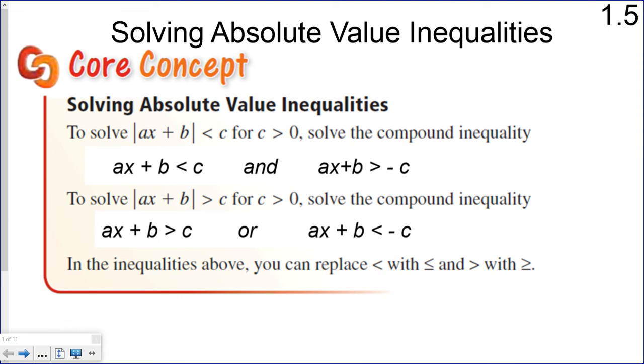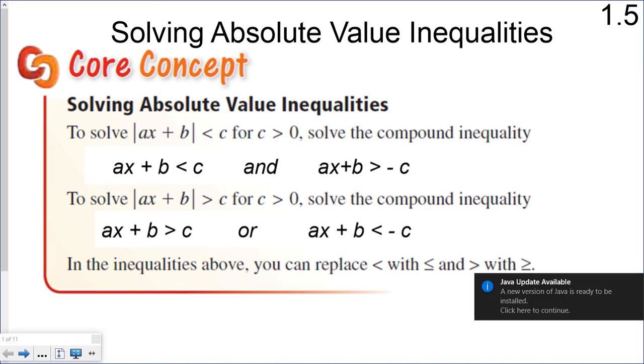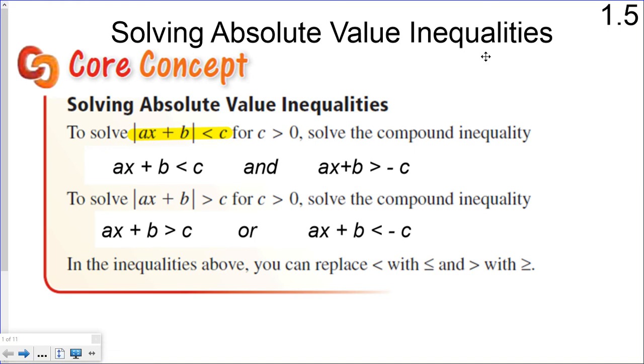All right, here we have section 1.5, solving absolute value inequalities. It is very similar to solving absolute value equations, except of course now we have an inequality. So if we have the absolute value of ax plus b is less than c, when c is greater than 0. Of course, c can't be less than 0 because then this would not be true. But if we have an absolute value less than c, that means we have an and.